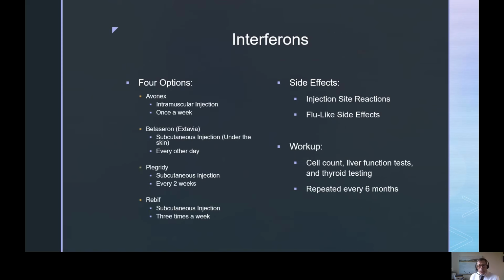And then lastly, I'd like to discuss the interferons. And there are 4 options or 5 options. So Avonex, which is an injection that goes into the muscle, and this is once a week. Betaseron and its cousin Extavia is a subcutaneous injection, which is every other day. Plegridy, which is also a subcutaneous injection, but that's given every 2 weeks. And then Rebif is a subcutaneous injection, and that is given 3 times a week. So Plegridy is the least frequent of the 4 options.